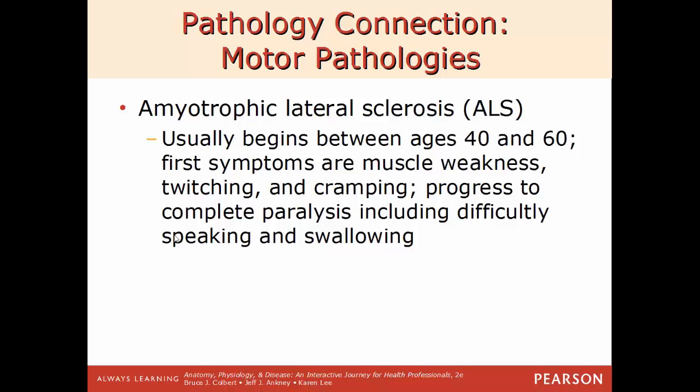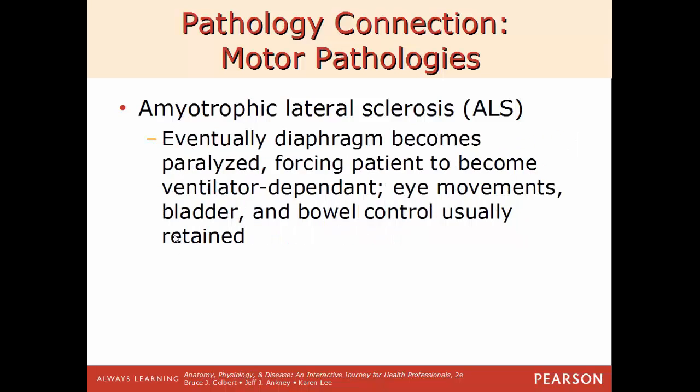The first symptoms will appear as muscle weakness, twitching, cramping. This will progress to a complete paralysis, including difficulty even speaking or even swallowing. Eventually, the diaphragm will become paralyzed, which will force the patient to become dependent on the ventilator. But the eye movements, bladder, and bowel control usually is retained by the patient.